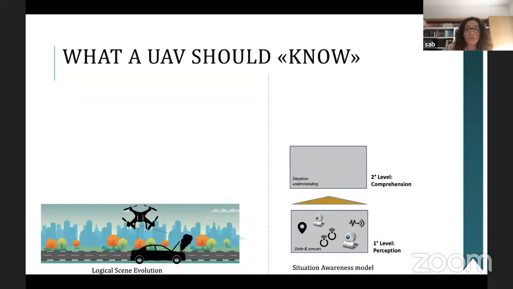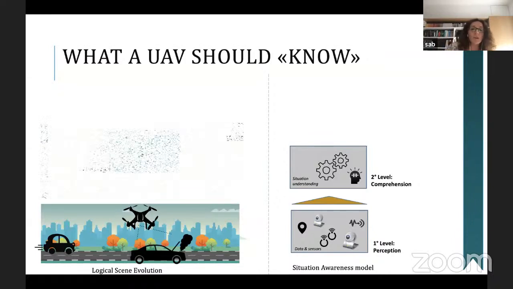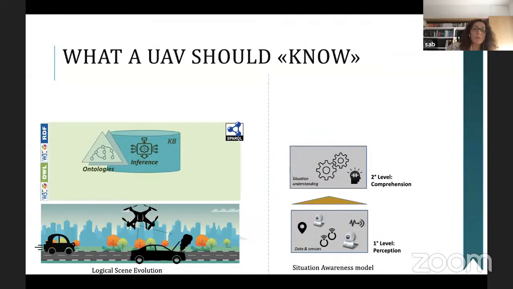To accomplish the second level of our model, we have to get a comprehension of the situation. This level consists of elaborating all the data of the lower level in order to get a different view, a high-level, abstract, or synthetic view of what the raw data of the low level describe. For this reason, we use in this level the semantic web technologies, which are based mainly on the ontology that describes the scenario, in this case, a road scenario.